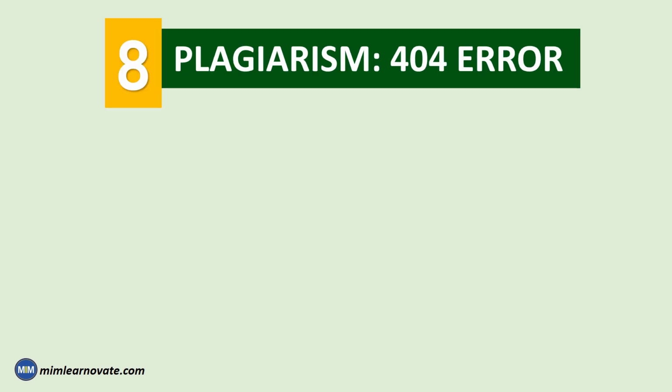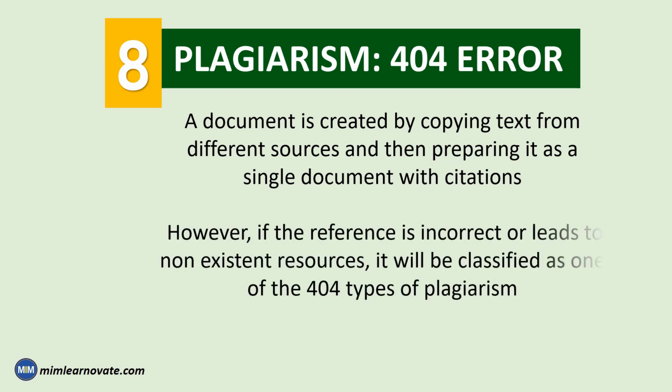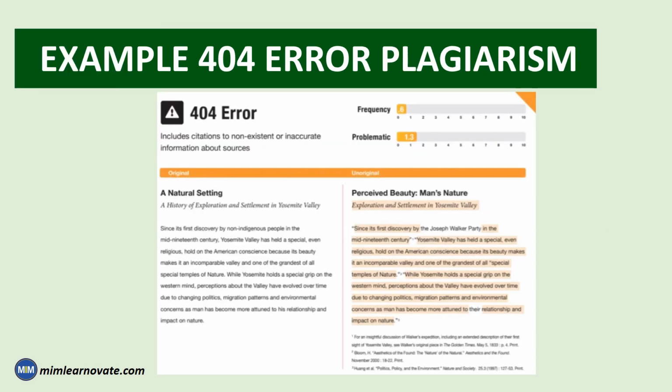What is 404 error plagiarism? In this type of plagiarism, a document is created by copying text from different sources and then preparing it as a single document with citations. However, if the reference is incorrect or leads to non-existent resources, it will be classified as one of the 404 types of plagiarism. This is an example of 404 error plagiarism.